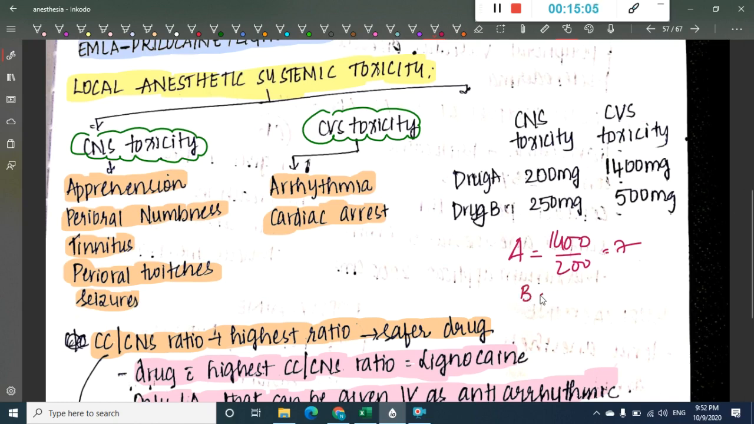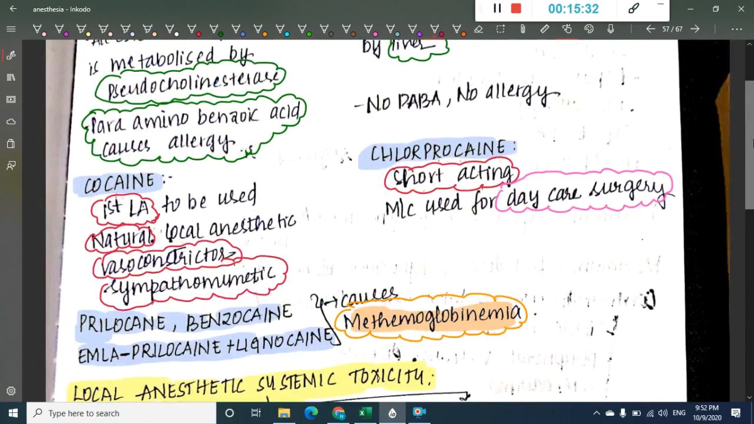Then drug B has CVS toxicity at 500 and CNS toxicity at 250, which is equal to 2. Among these two, which is safer? A higher CVS to CNS ratio is safer, so drug A is safer. What is this drug? This drug is lignocaine. The other drug is not that safe, so it is bupivacaine, according to the examples given.